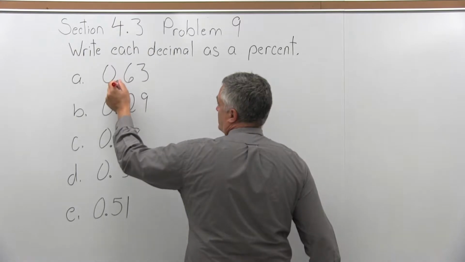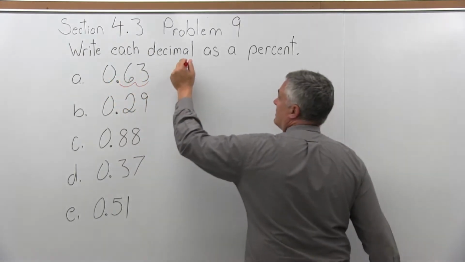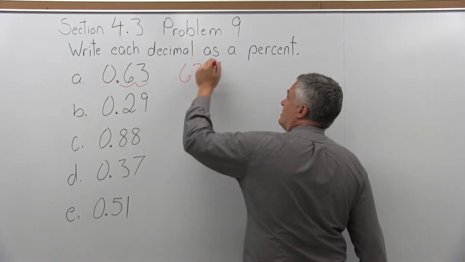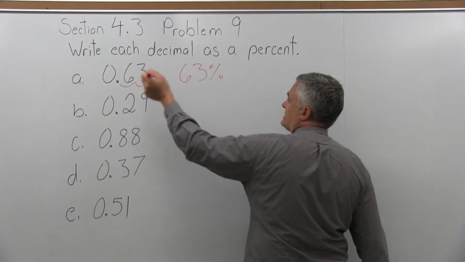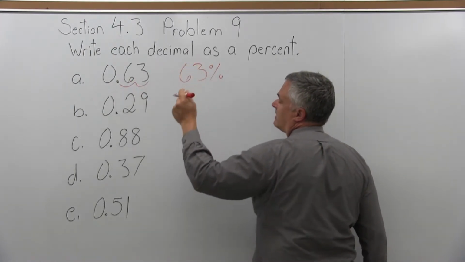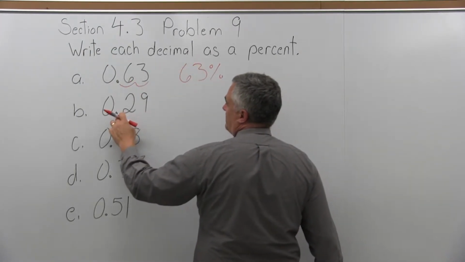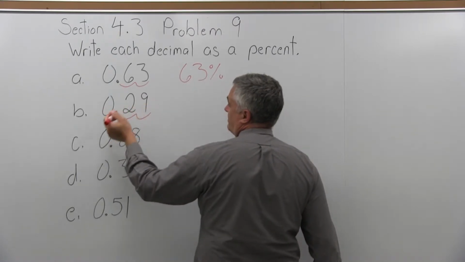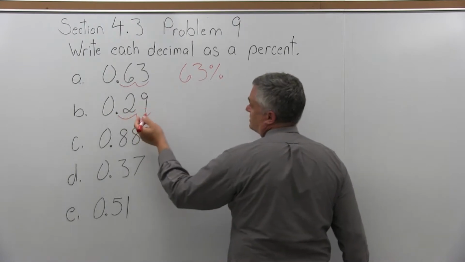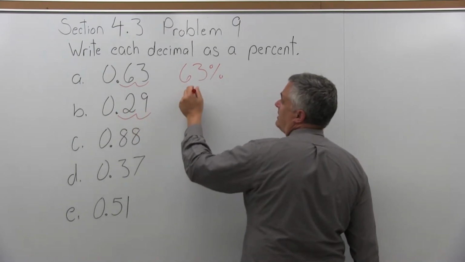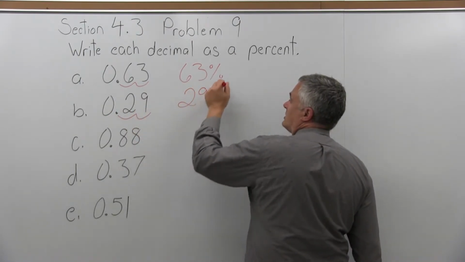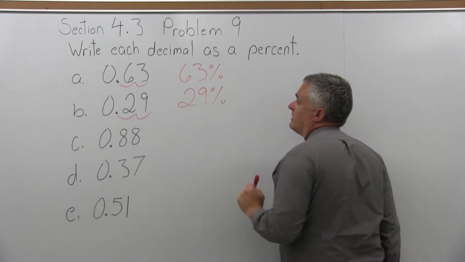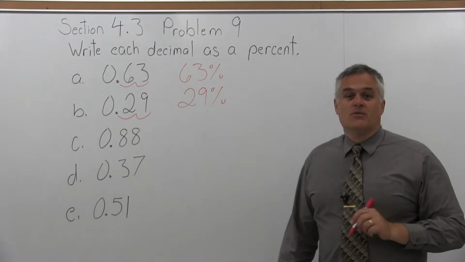So the 0.63, if you go 2 to the right, it becomes 63, and you put a percent symbol after it. So 0.63 is the same as 63%. The next one, part B, 0.29 as a percent. Take the decimal where it's written between the 0 and the 2, move it 2 positions to the right, it goes after the 9, and you put a percent symbol afterwards. So 0.29 is equivalent to 29%.